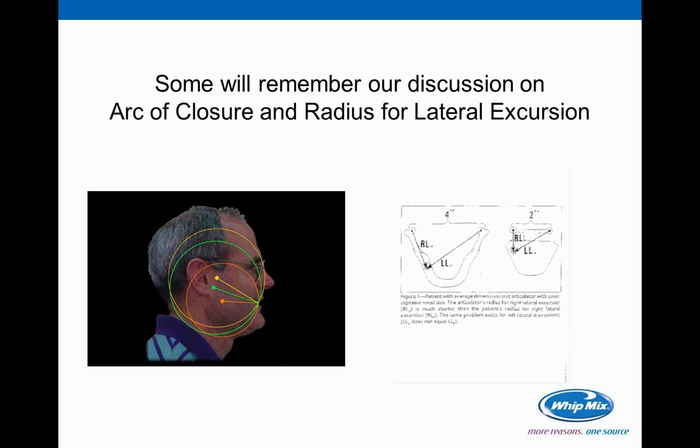Now, you'll notice that the circles that are generated there are the arc of closure. And you can see that the anterior envelope of function changes with those different articulators. That means that as we put things together on an articulator, they're not actually functioning the same as the patient. And that is our ultimate goal.